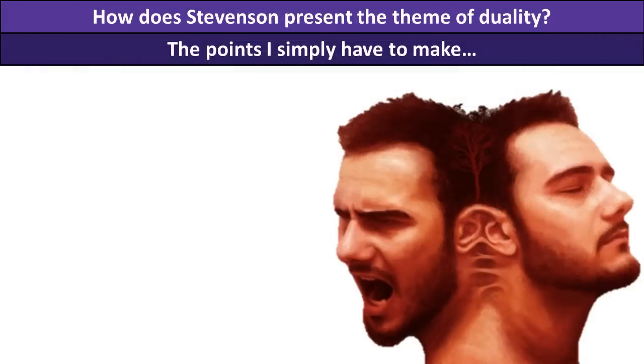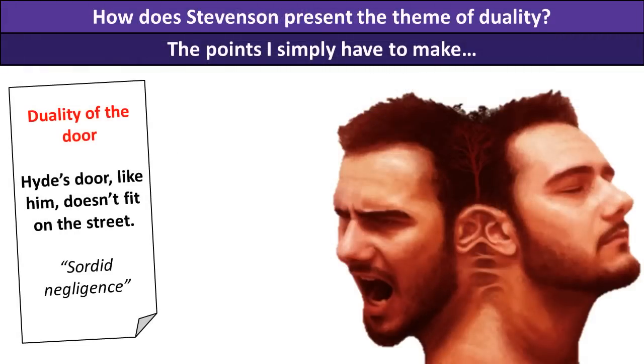So how does Stevenson present the theme of duality? There's 4 points I really simply have to make. First of all, we've got the duality of the door. Hyde's door, like him, doesn't fit on the rest of the street. It's a dual street with a dual door. We've got the quote "sword in negligence" for that.